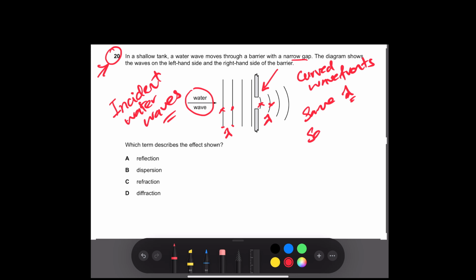And secondly, we have the same frequency. Why? The same number of incident waves: 1, 2, 3, 4. And we notice that for the curved waves as well: 1, 2, 3, 4.